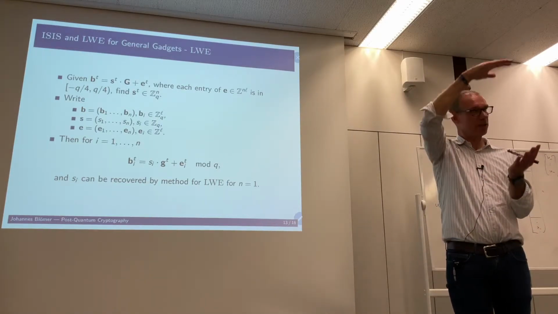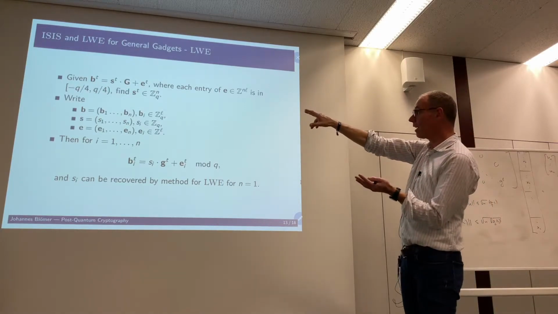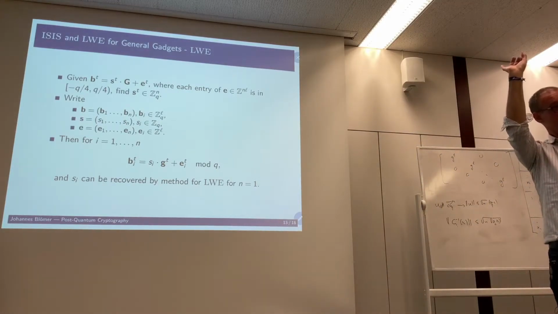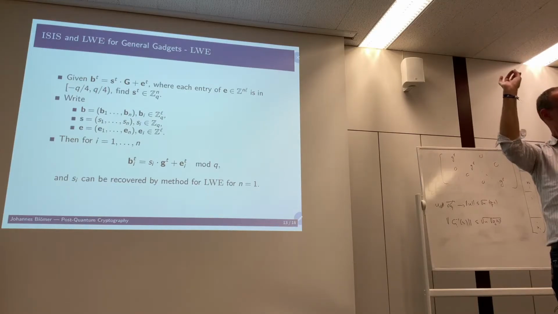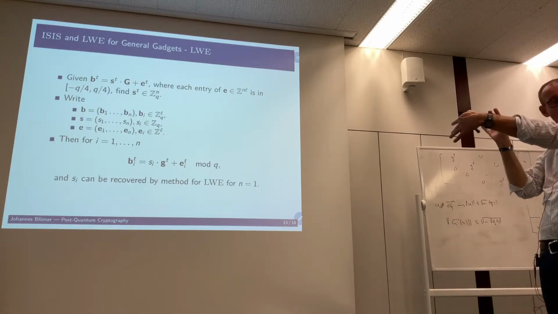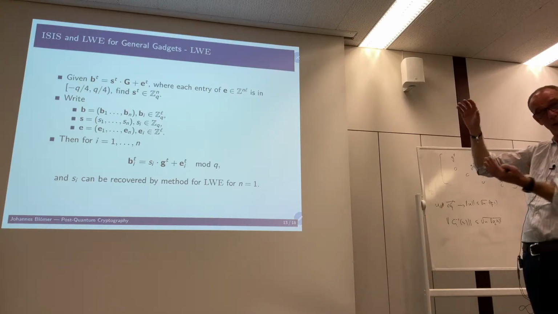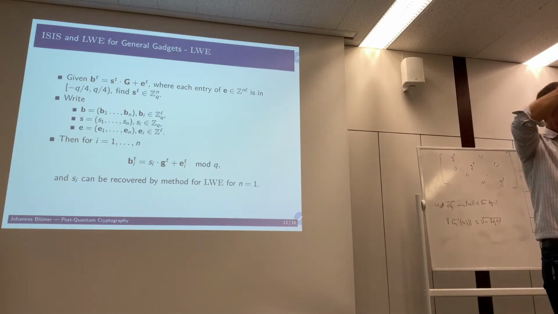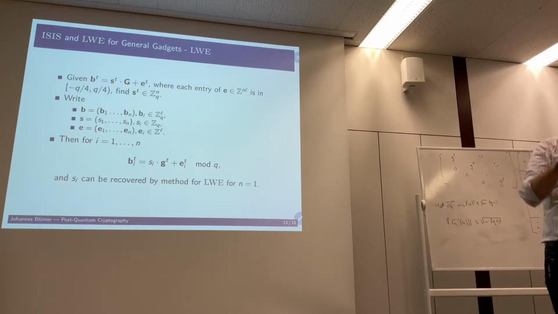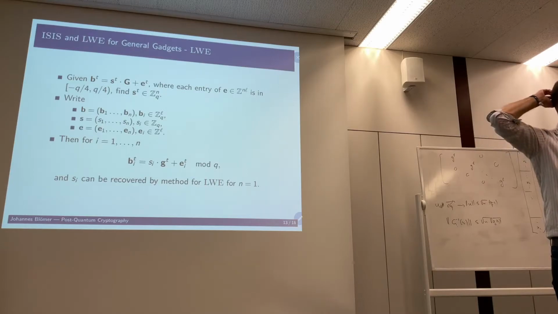Okay? Because this G has N rows, NL columns. I multiply this S transpose from the left. So what this does is it computes a combination of the rows. Multiplying with a row vector from the left leads to a linear combination of the rows. Multiplying by a column from the right is a linear combination of the columns. Since this is a linear combination of the rows, the result is of dimension NL.